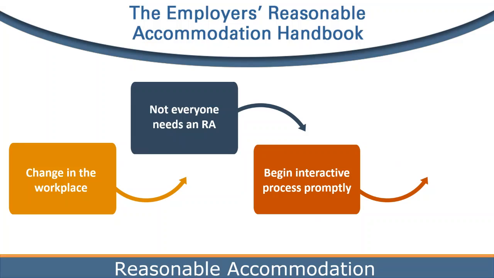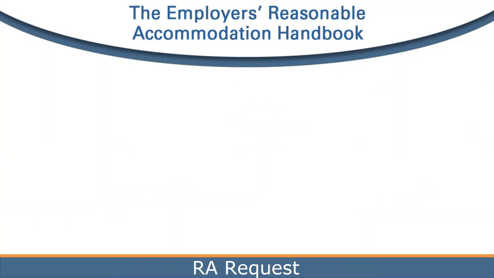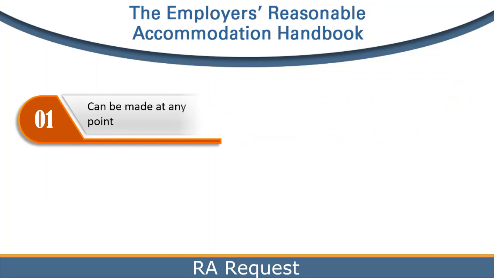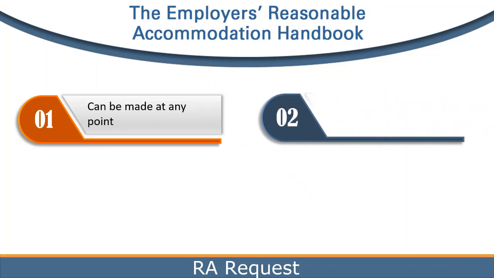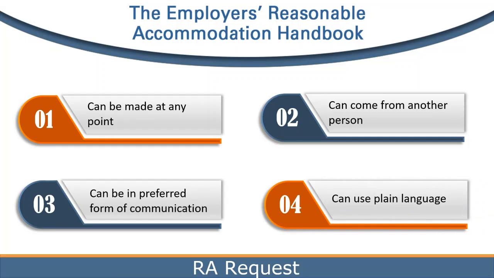Julie, obtaining a reasonable accommodation generally begins with a request from the individual. That's right. An individual with a disability can request a reasonable accommodation at any time by telling the employer they need a change in the hiring process or at work because of their disability or medical condition. The request can also come from another party, like a family member or medical provider. The request can be made in the individual's preferred form of communication, which could be through a phone call, an in-person conversation, or in written form, like an email. And the request can use plain language, which means the individual does not have to reference the Americans with Disabilities Act or use the term reasonable accommodation.